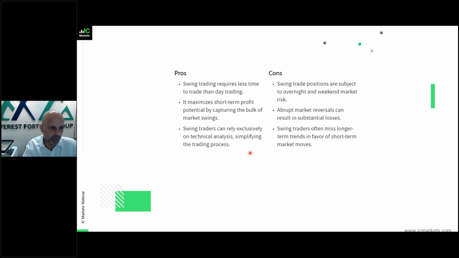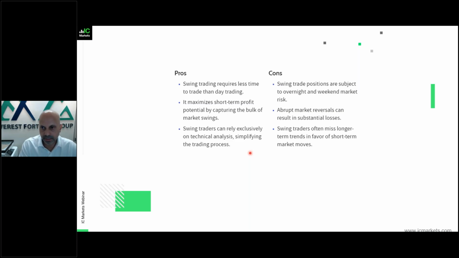Another positive take from swing trading is that it potentially maximizes short-term profit by capturing the bulk of market swings, because you're looking for larger moves. Based on technical analysis or some fundamental catalyst, you are holding the position for longer, thereby potentially capturing a larger part of the move. And swing traders can also rely exclusively on technical analysis, which is similar to intraday trading, where you can also rely purely on TA.